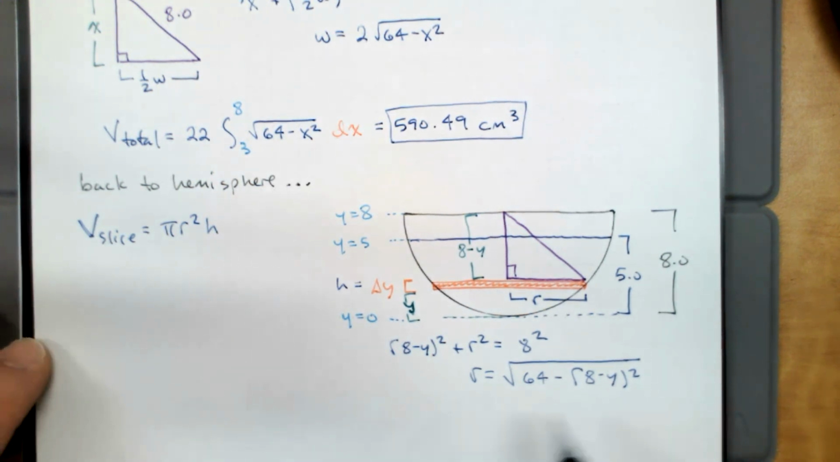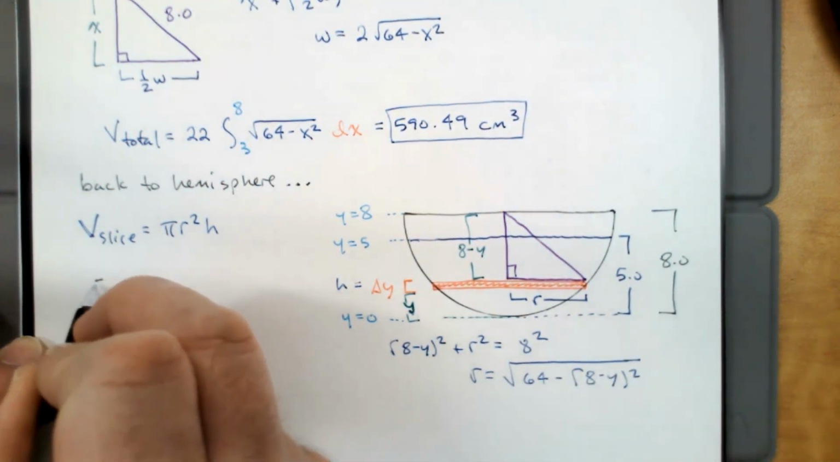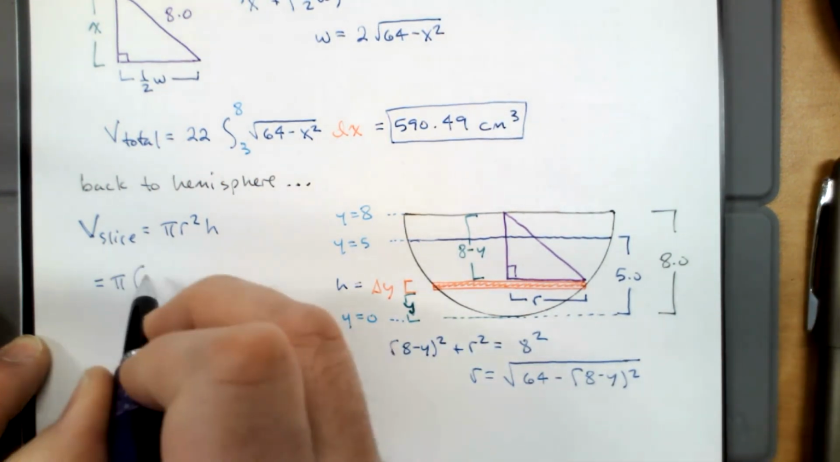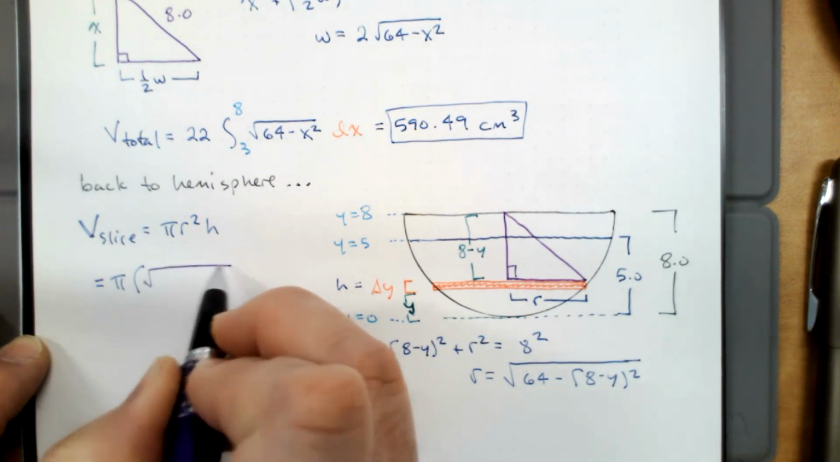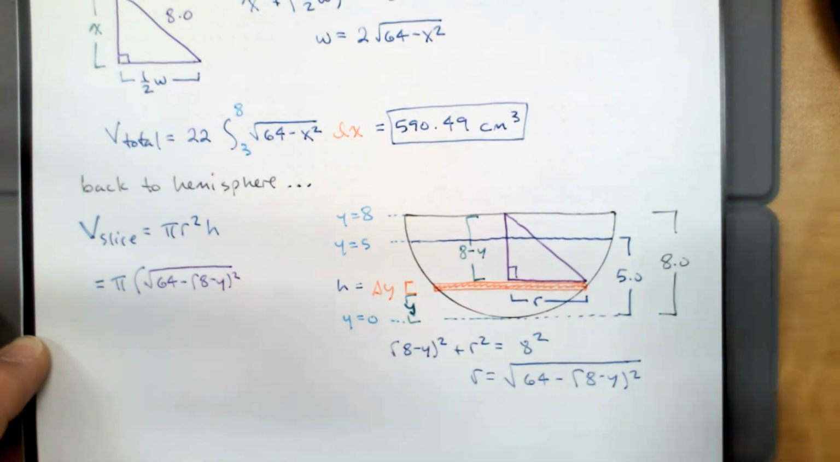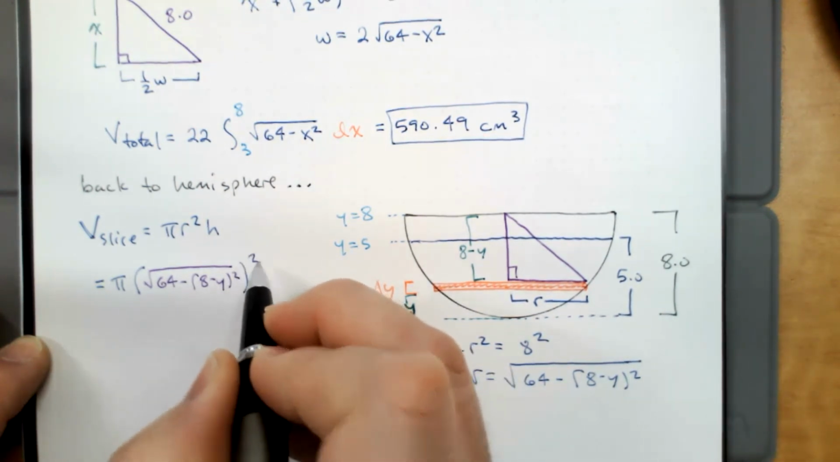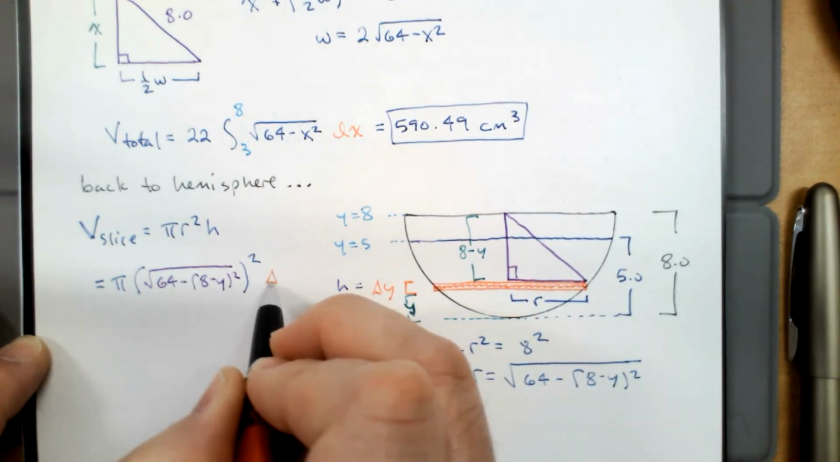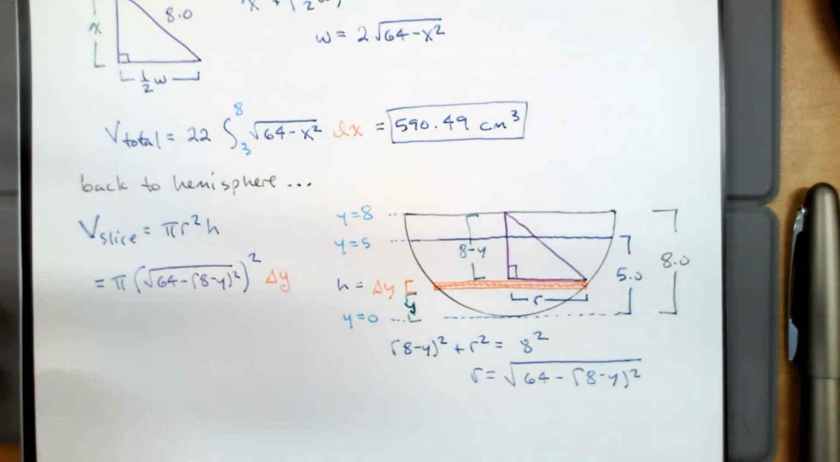Now we're ready to put all of our information into the volume of the slice. The slice is pi times the radius, and the radius is now this, it's a little bit messy, square root of 64 minus (8 minus y) squared. But the radius gets squared, and then we multiply the cross-sectional area by the height, which is delta y. So we've got the setup for our integral.